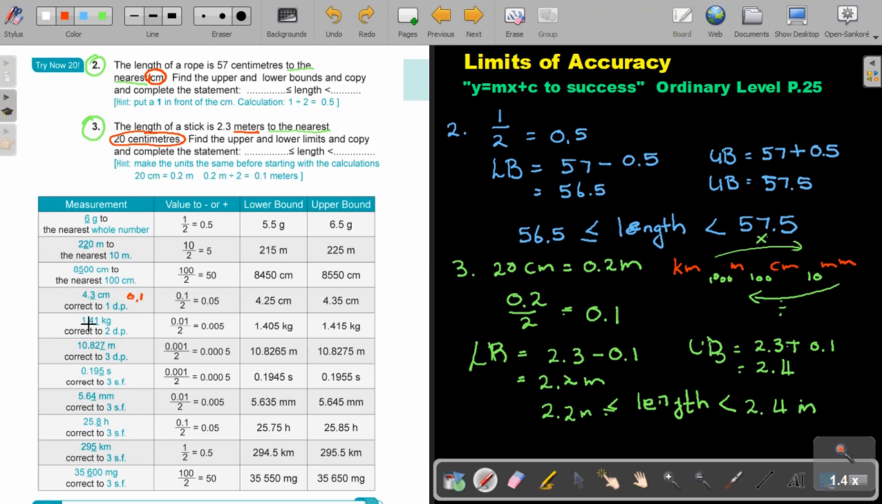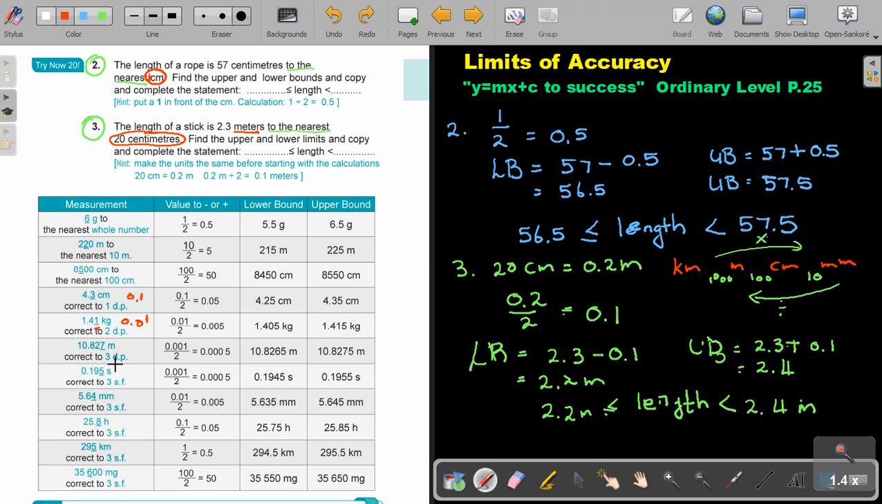And if it's 1.41 kilograms and it's 2 decimal places, can you see I underlined the second decimal place there? So it's going to be 0.01, so put a 1 and fill the rest with zeros and divide that by 2. And then again, subtract that to find your lower and add that to find your upper.